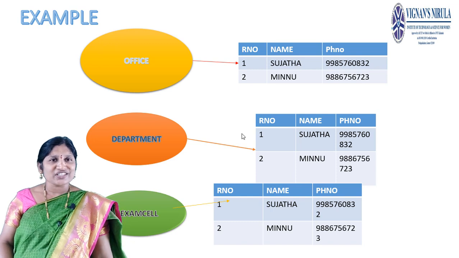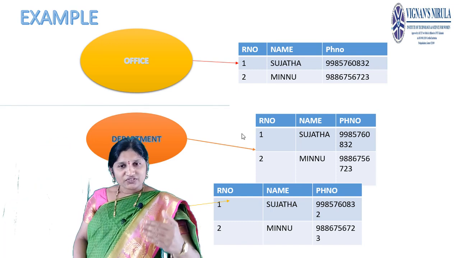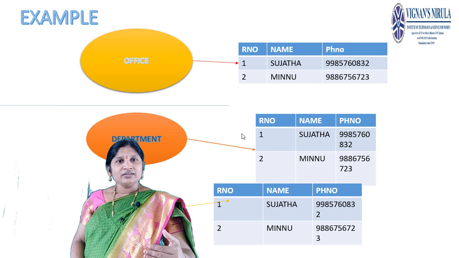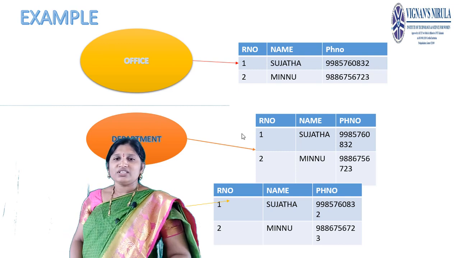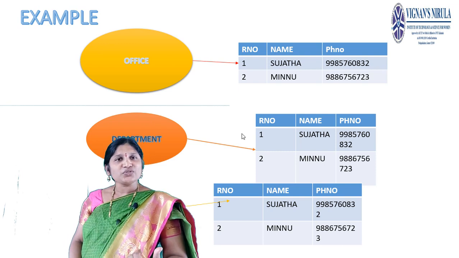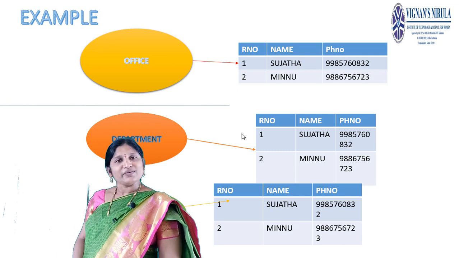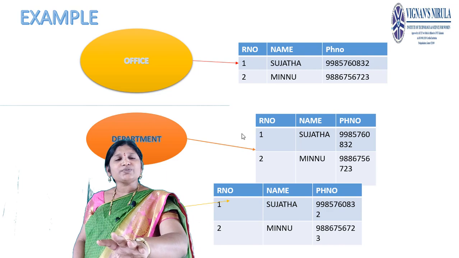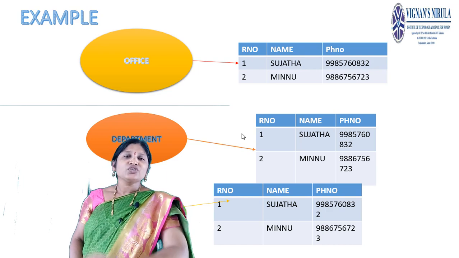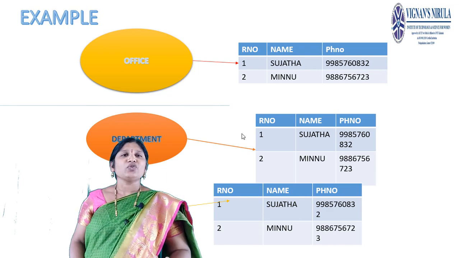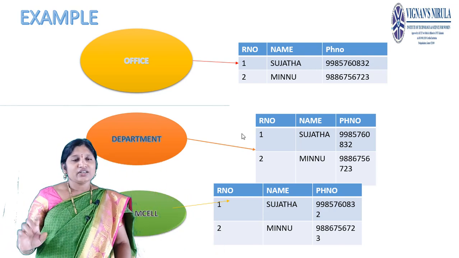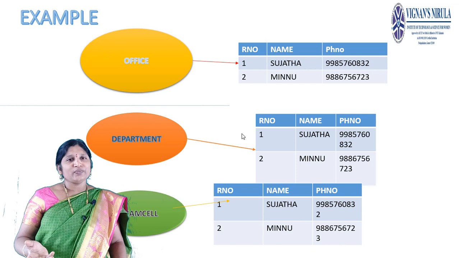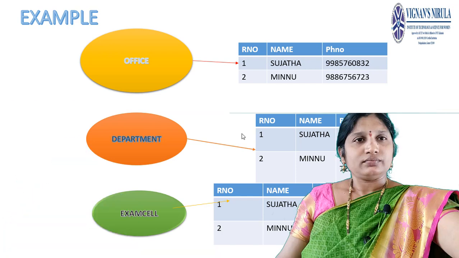How many places has it been in? 3 places. The first student has roll number 1, name Sujata and her phone number is something. The second student has roll number 2, Minnu, with some phone number. The same data has been replicated at 3 places. So these 2 records can be called redundant data. So what is the major problem if we have this?